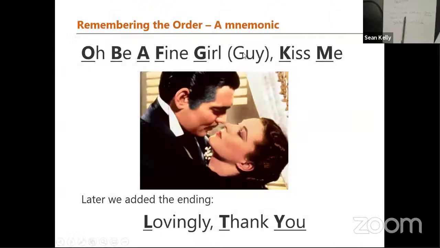O, B, A, fine girl. If you like guys better, guy, kiss me. But the key is the letters: O, B, A, F, G, K, M. That's the correct order. Later we added these; you don't need to know that. L, T, Y are going to be a little bit further. So what are these, right? What do these letters represent? How did she figure this out? What's going on? Okay, so the answer is, I'm going to go back a slide.